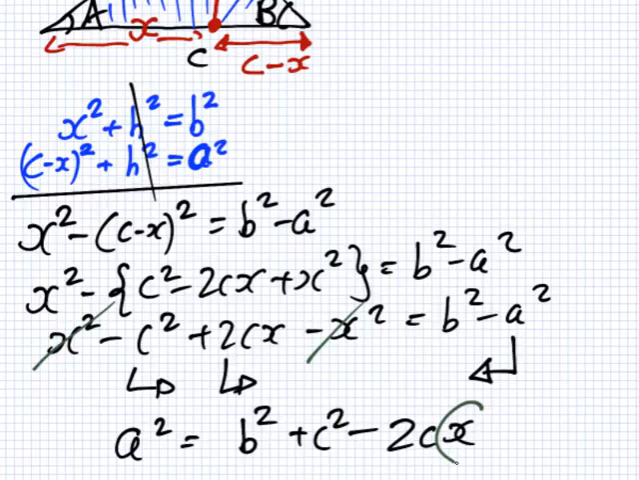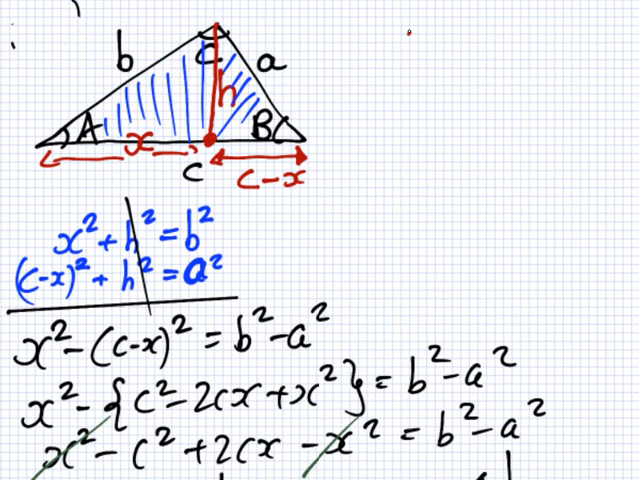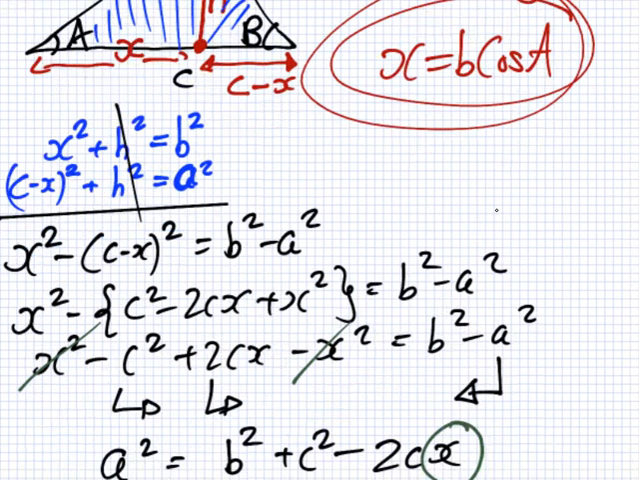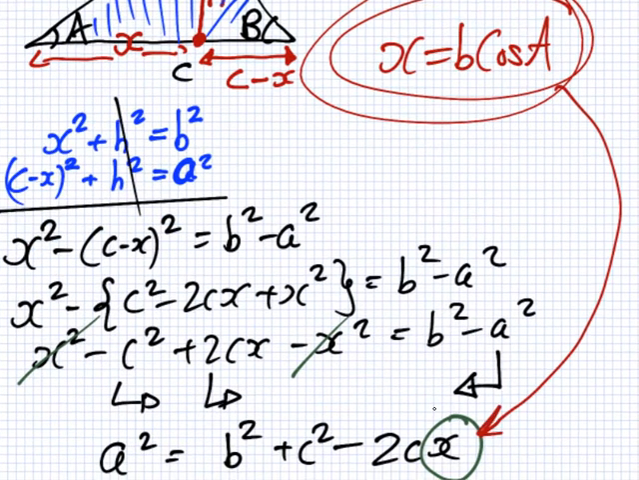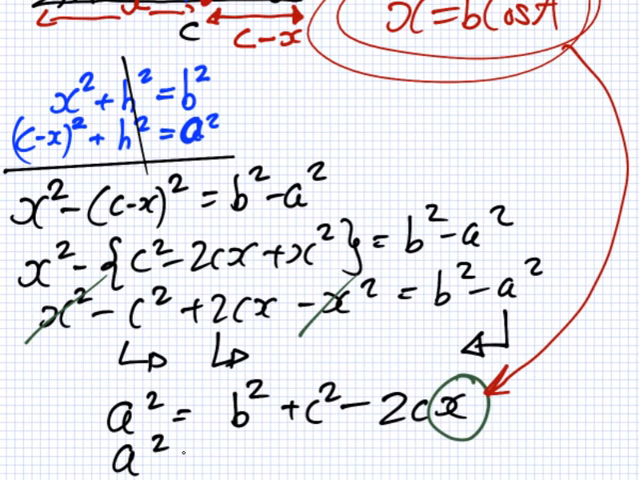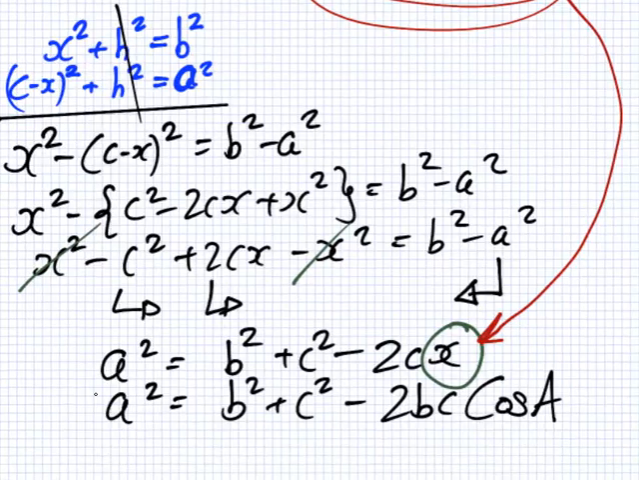So we need to do something about this X, because X was not in the original triangle. So if I go back up here, I can say cos A equals X over B. So then X equals B cos A. That's what I need to put in here for the X. So now I get A squared equals b squared plus c squared minus 2bc cos A. This is the cosine rule.